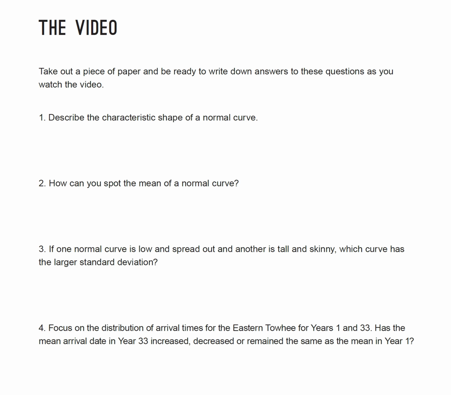Number 3, if one normal curve is low and spread out, and another is tall and skinny, which curve has a larger standard deviation? That would be the curve that is low and spread out. Number 4, focus on the distribution of arrival times for the Eastern Towhee for years 1 and 33. Has the mean arrival date in year 33 increased, decreased, or remained the same as the mean in year 1? The mean arrival time for year 33 appears to have decreased or shifted to an earlier date compared to that of the mean for year 1.